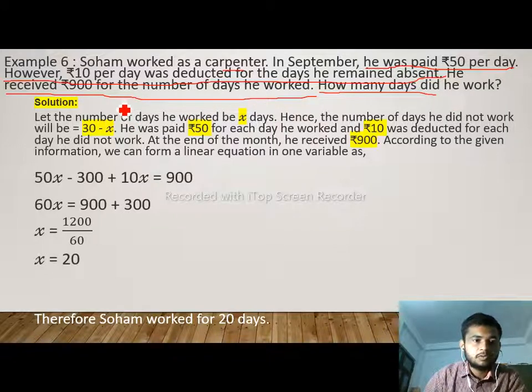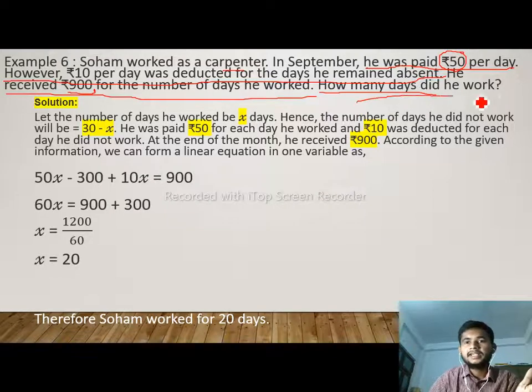Okay, let's understand one more time. Soham, who was a carpenter, worked in the month of September. He was paid rupees 50 per day. As you already know, September is the 9th month of the year and it has 30 days. The day he remains absent, 10 rupees gets deducted from his salary per day. So he received at the end of the month 900 rupees. So we have to find out how many days Soham worked for this 900 rupees.